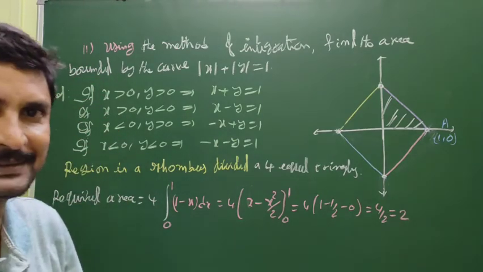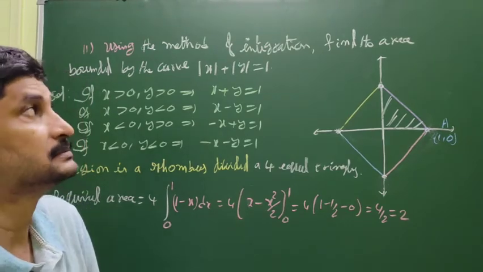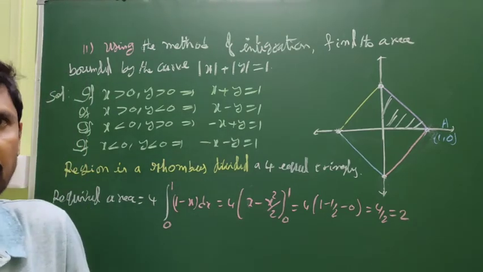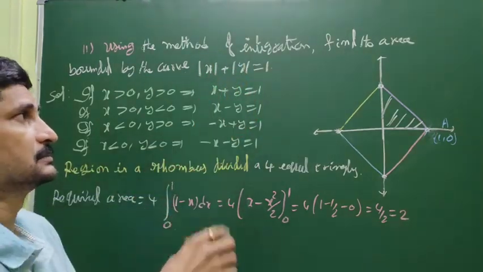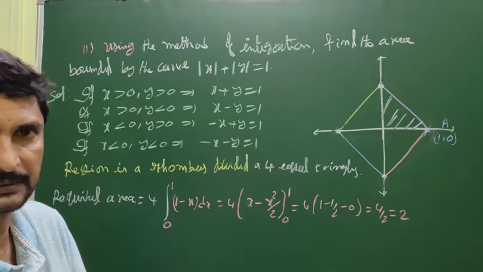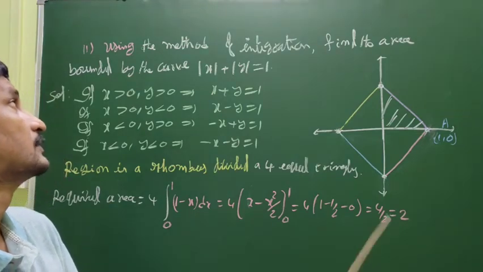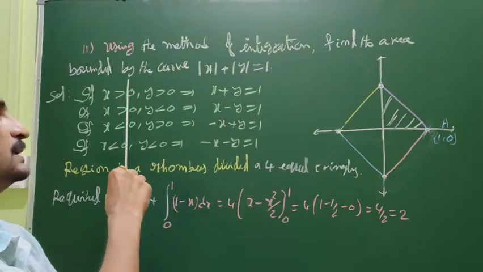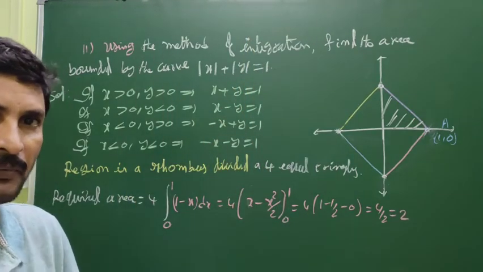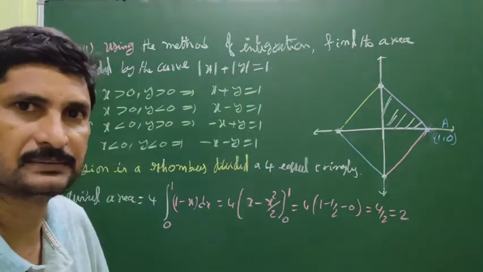Miscellaneous exercise, question number 11. Find the area of the region using the method of integration. What is the curve? Mod x plus mod y is equal to 1.